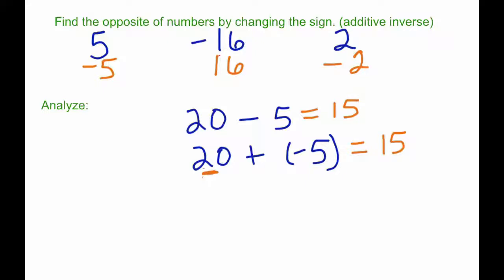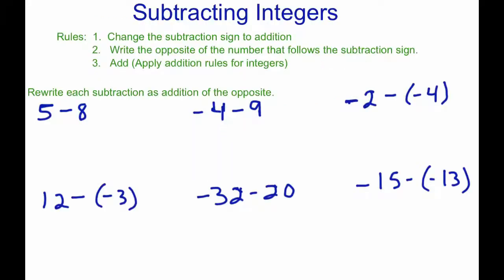We're going to practice doing just that. Here I have the rules for subtracting integers. First, we're going to change the subtraction sign to addition. And then second, we will change or write the opposite of the number that follows the subtraction sign. And then apply your addition rules. But right now I want to just focus on these first two. Okay? And we're just going to practice rewriting them as addition of the opposite.